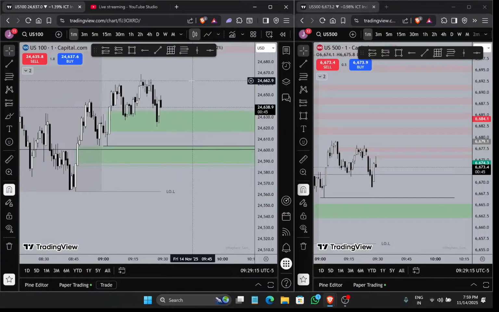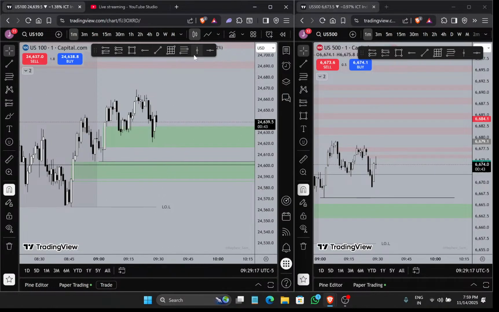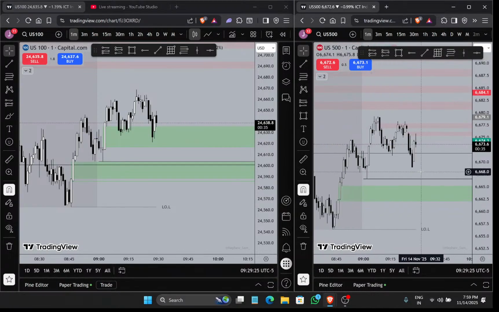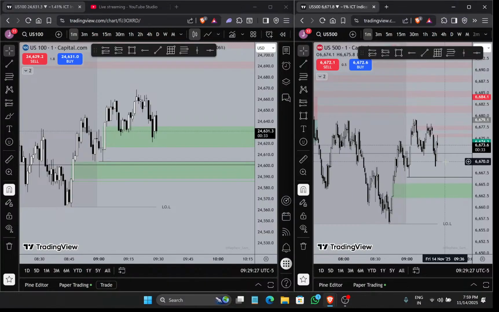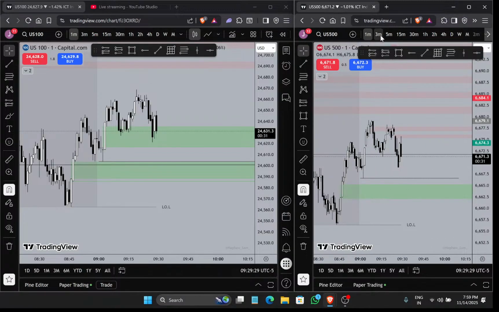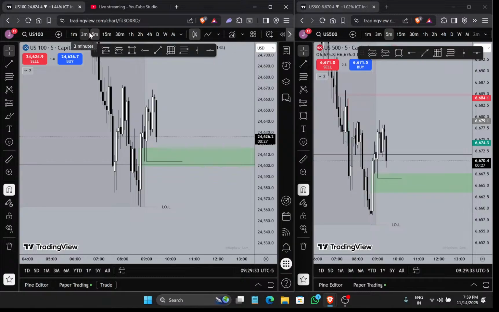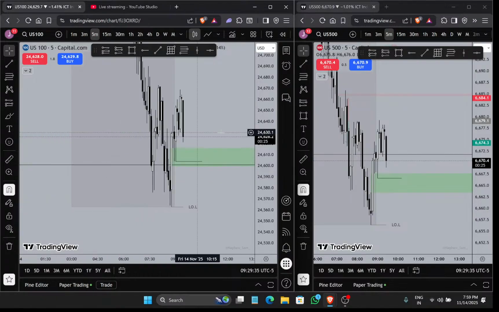So what I am going to do is wait for NAS to get taken into this level and form an SMT with the ES, and we are going to trade above. So this is our plan for today. This is a 5-minute gap, and this is also a 5-minute gap. Let's see what the opening range will do.